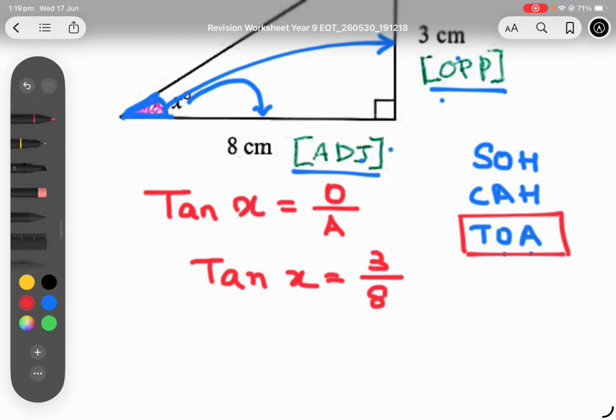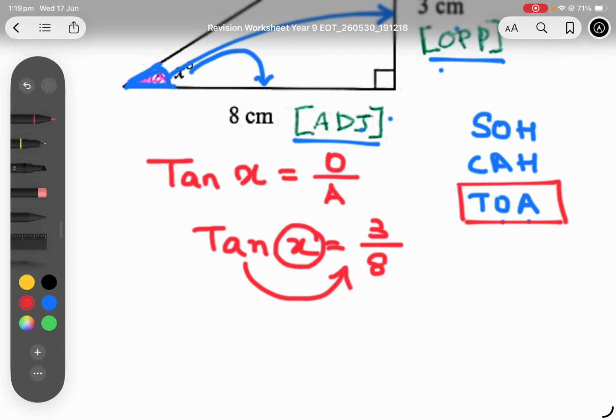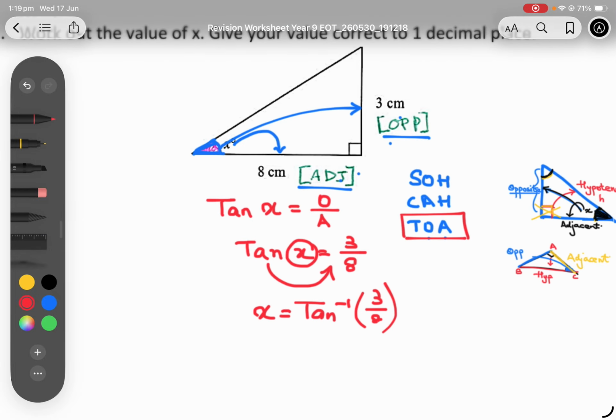Okay, so tan is what I get. Then I have to find the x value. So what I can do, I can send the tan towards the other side also. When I send the tan to the other side, it becomes x is equal to tan inverse of 3 over 8. You need to have the calculator to find this answer.